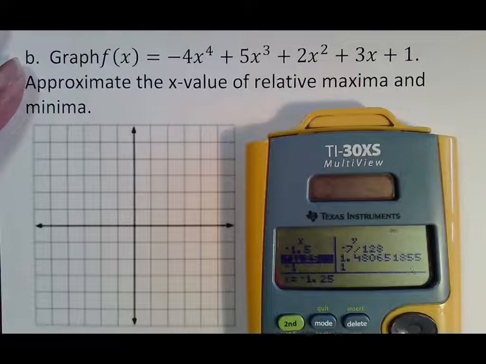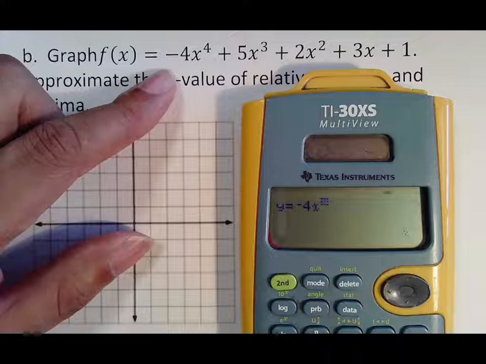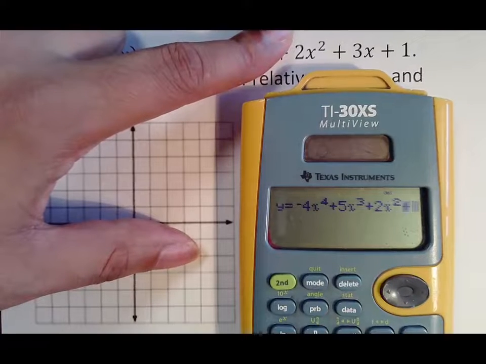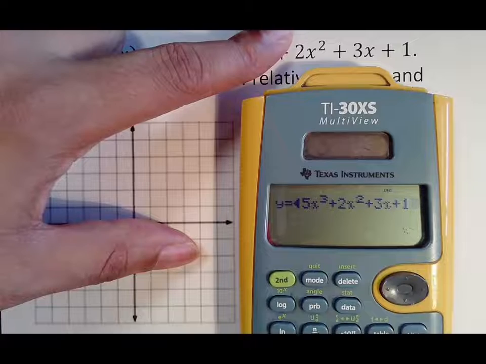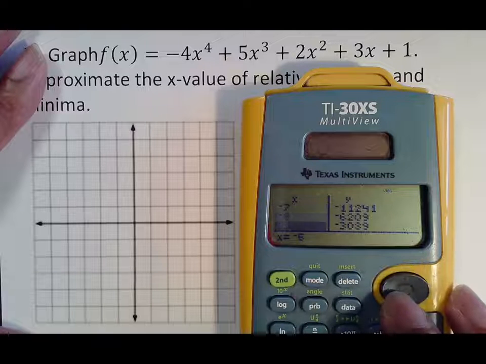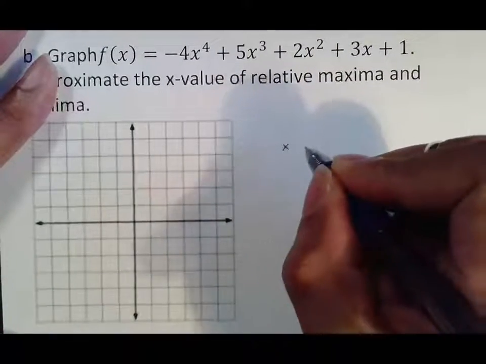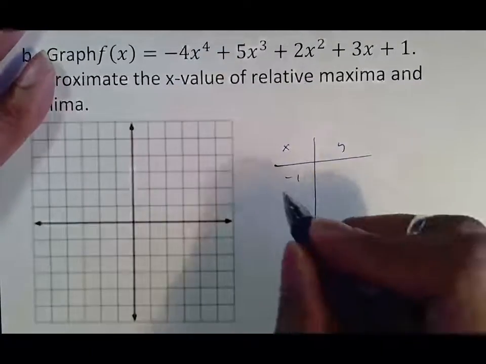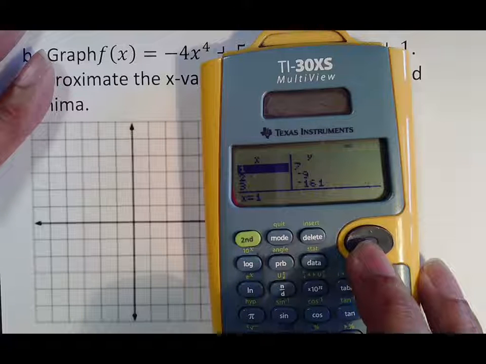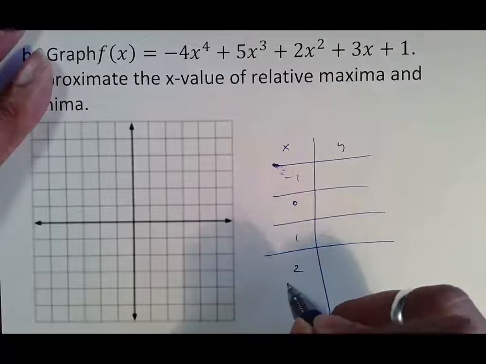So going back to here, I hold clear, press on to clear my memory here. Go back to table, type this in, -4x to the 4th, plus 5x to the 3rd, plus 2x squared, plus 3x, plus 1. Go through here, and I'm just going to start at 0 and auto generate and see what happens with these numbers. Notice that these numbers are ridiculous until you get to 0, or I guess -1. So we'll start from -1 and go from -1 to wherever the numbers start to get ridiculous again, which is really quickly. So I guess 2, because 2 is where it's jumping back out that window. So -1, 0, 1, 2.